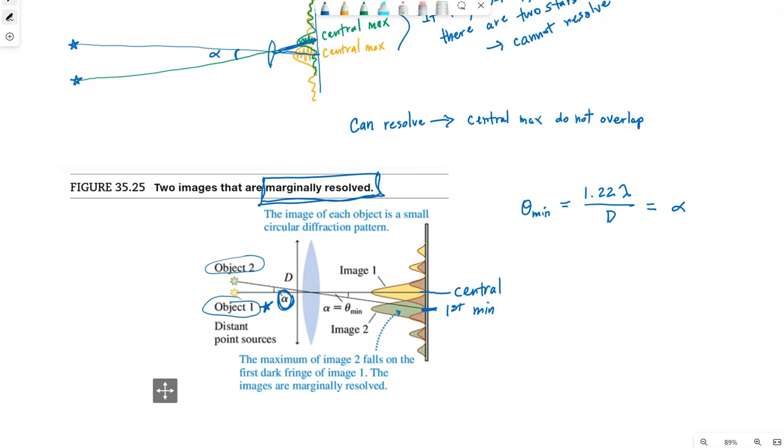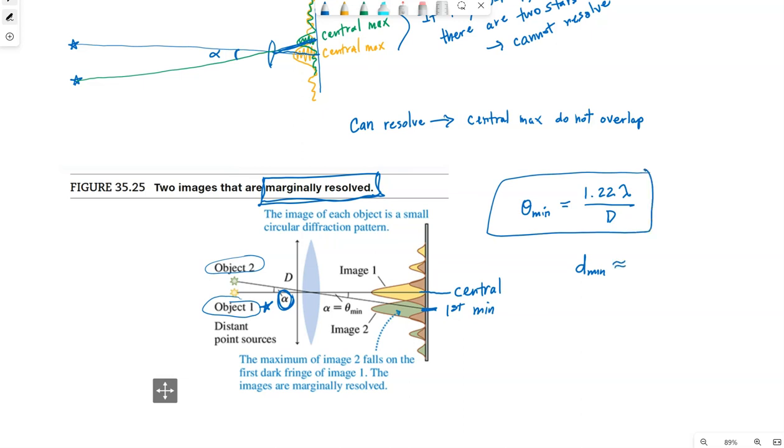Now, this is also true if we're talking about a mirror as the objective. It would be the diameter of the mirror that we're using. Now, in the test notes, you're going to see another equation, and it's right next to this equation, because we're talking about resolution.